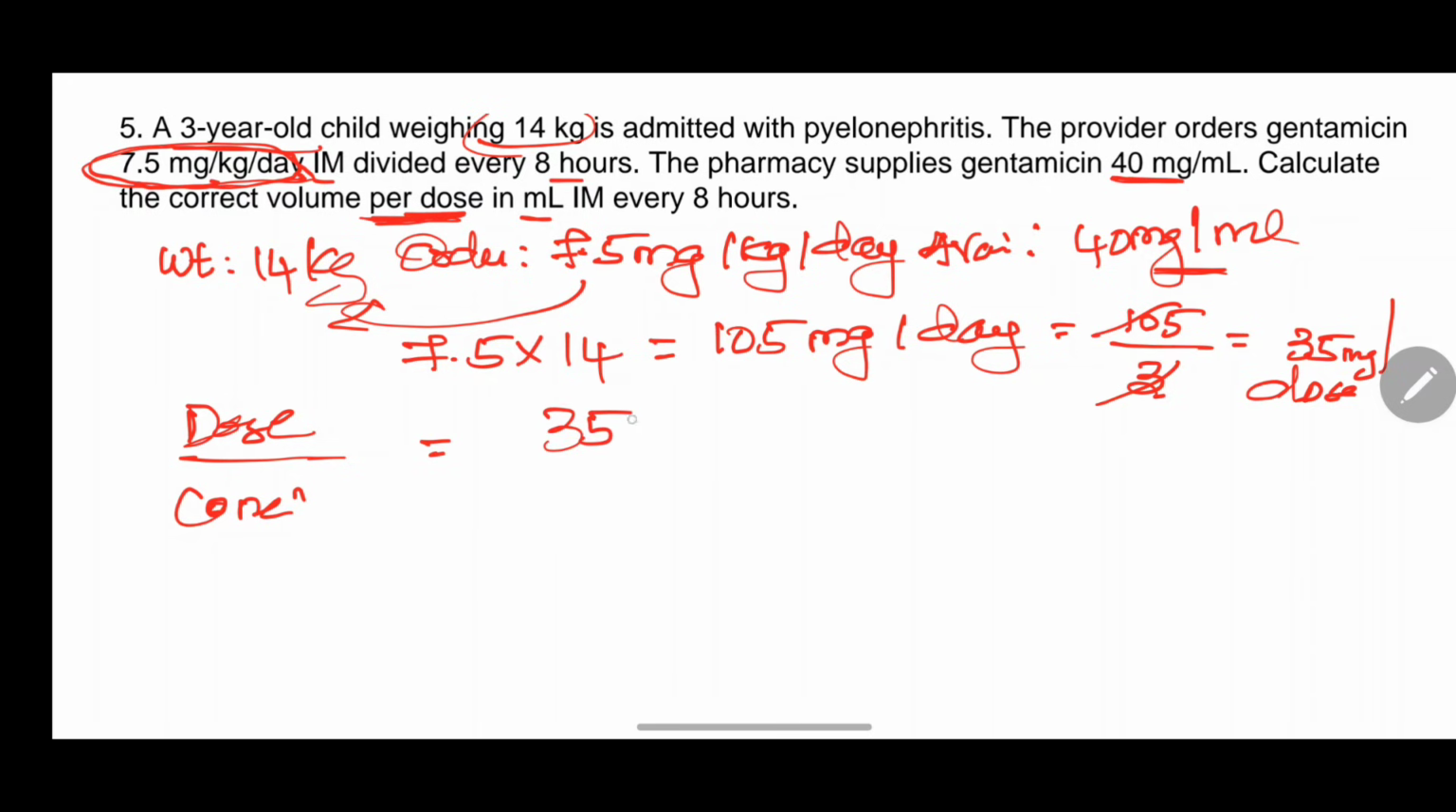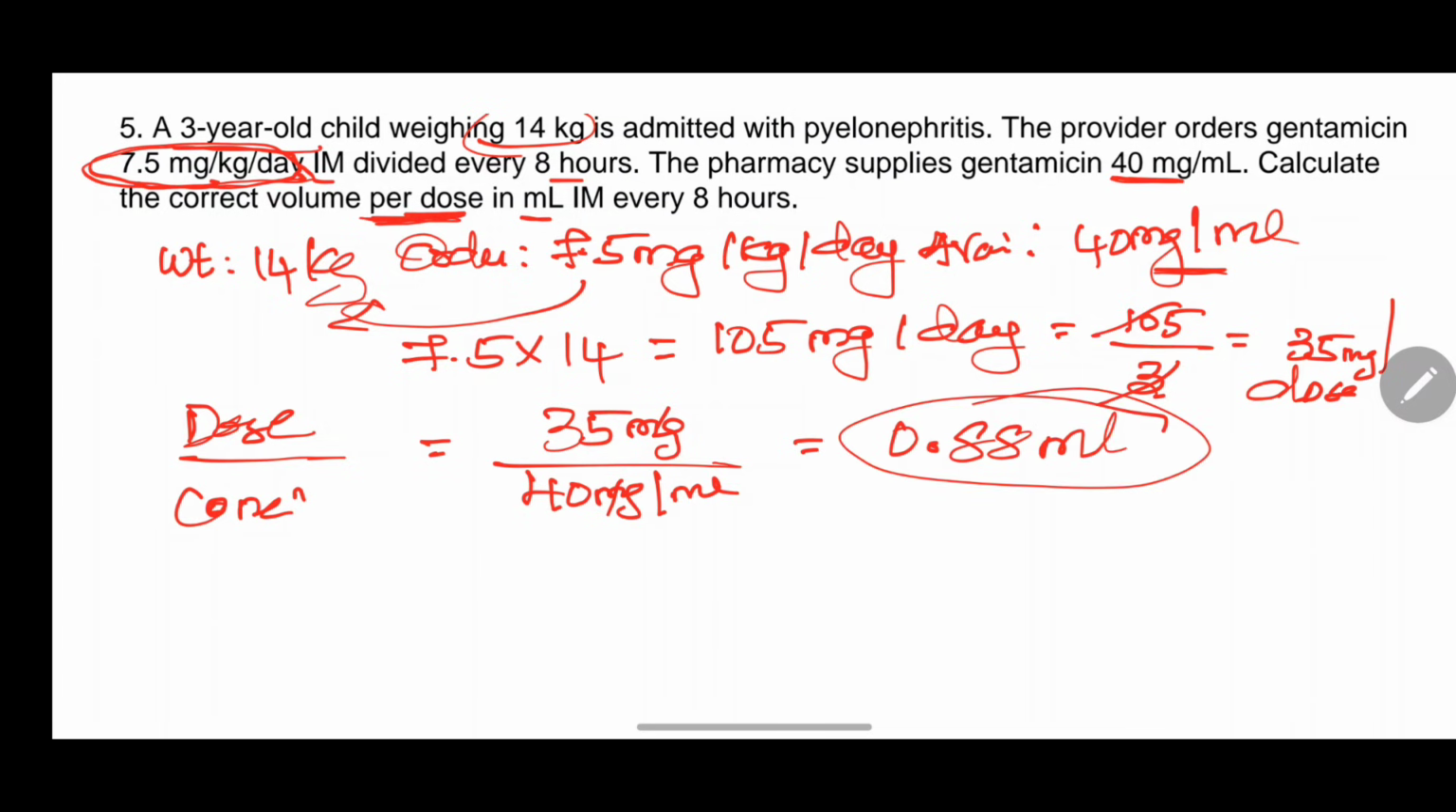Dose is 35 milligram divided by concentration is 40 milligram per ml. So 35 divided by 40 is 0.88 ml. Okay, so per dose the gentamicin should be given 0.88 ml. So now I hope you have understood why I have divided this by 3. Yes, for 8 hours we are dividing it by 3. If it is for one day, we won't divide it by 3. Okay, that you have to remember.